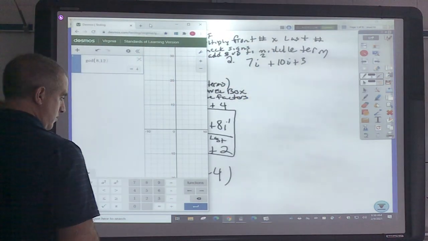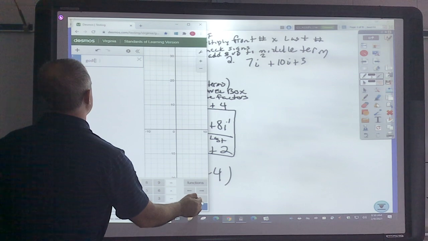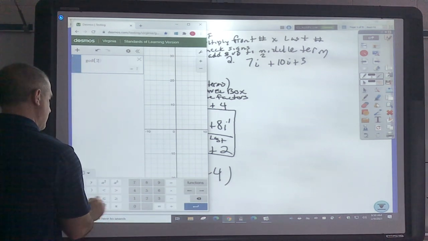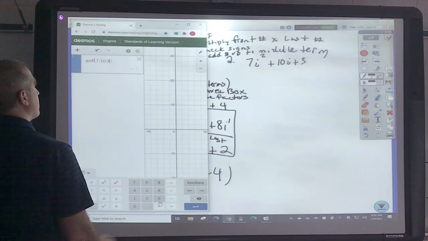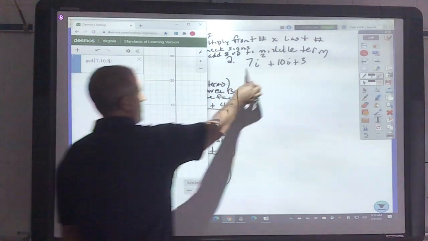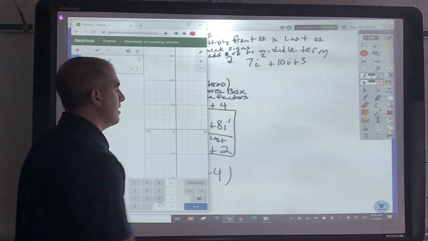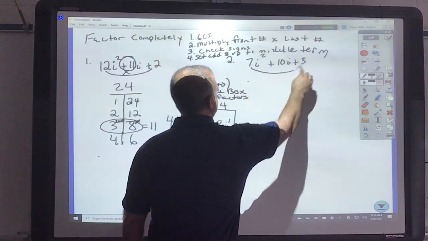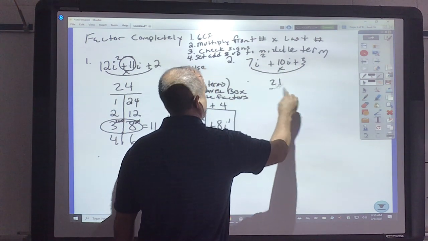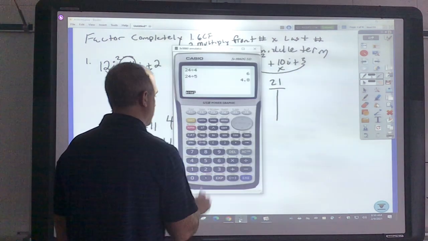Now, let's go to this one. I'd go 7, 10, 3. The GCF is 1. They don't all have i, good. So I want to multiply 7 times 3, which is 21. Let's find the factors of 21.